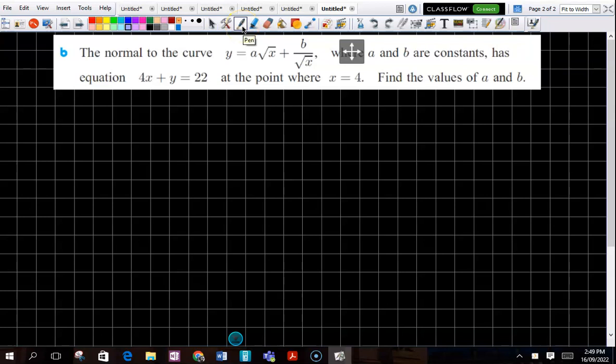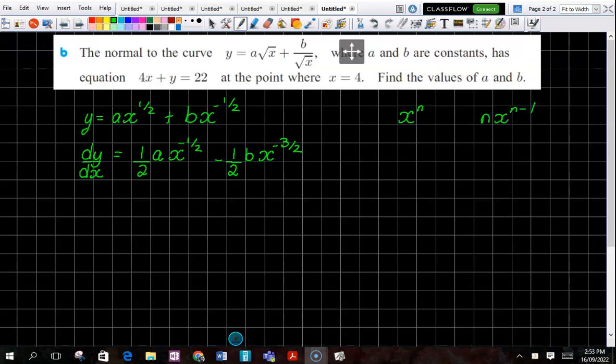The normal to the curve, where A, B are constant, has equation at the point where x is 4. Find the values of A and B. What are we going to do? When in doubt, simplify. Yeah, you want to differentiate. When in doubt, differentiate. So simplify, differentiate. I'm going to give you a couple of minutes to think. Go. Are we happy? Everyone should have got that derivative. So that's great. But now what happens?